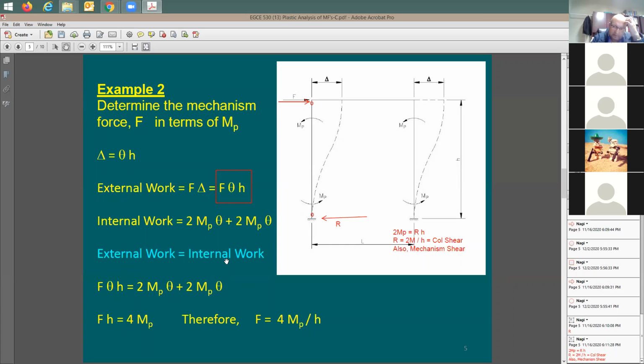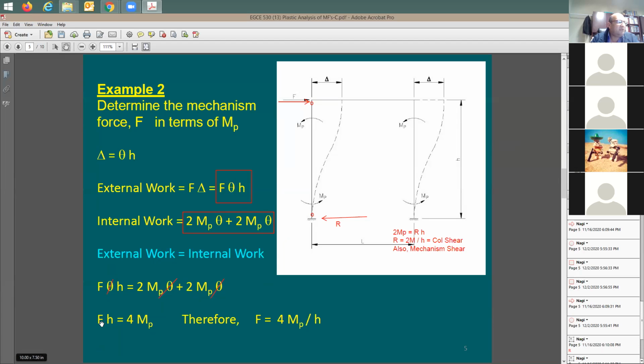How about the internal work? I'm going to have a theta, but I have 2 moments: moment on the top, moment on the bottom. So for the first column, I'm going to have 2 MP times the angle of rotation theta. The second column is going to be exactly the same. Now, set the internal work to be the same as the external work. What's going to happen? F theta H is going to be equal to 4 times MP theta. Again, cross out theta, and this theta.